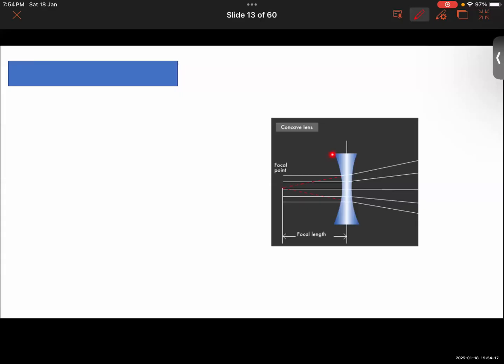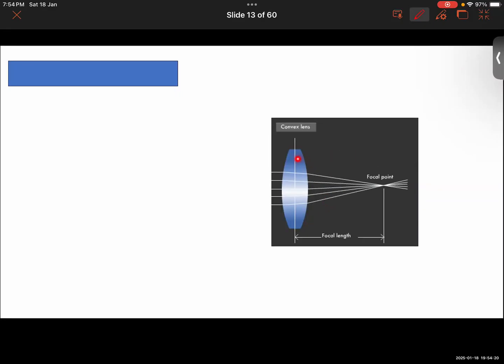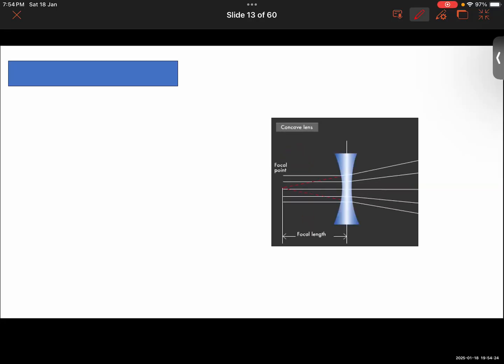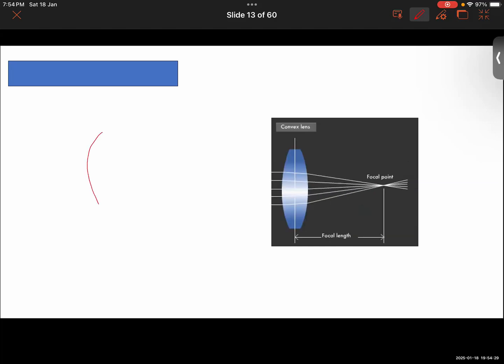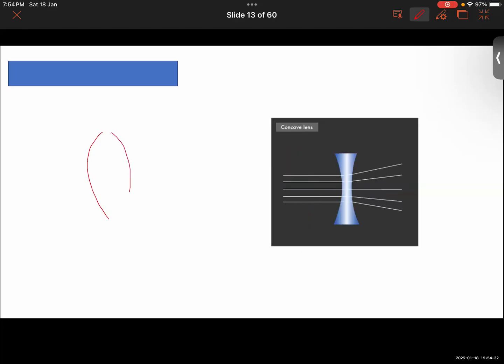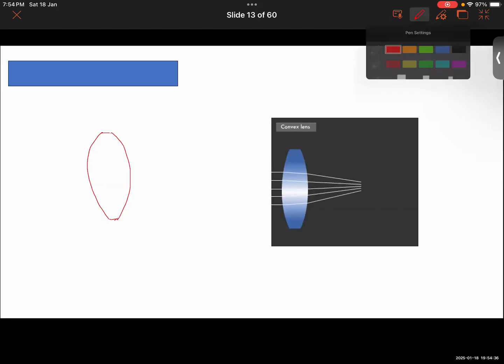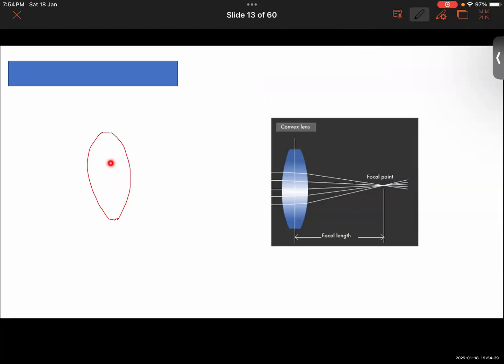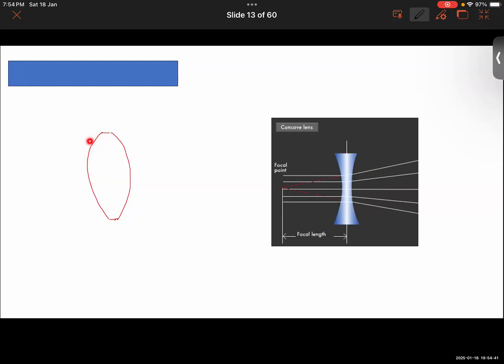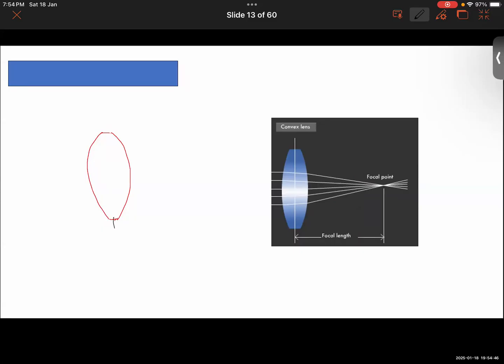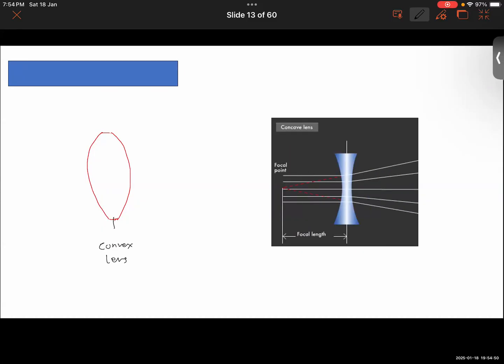Take a look at this convex lens. From both sides, it is bulging outward. And this is the concave lens. If you were to take two spherical mirrors like this, it will look like a concave lens. Now if I were to take two convex mirrors and combine them from both sides, it will look like a convex lens. So this is how a convex lens looks.